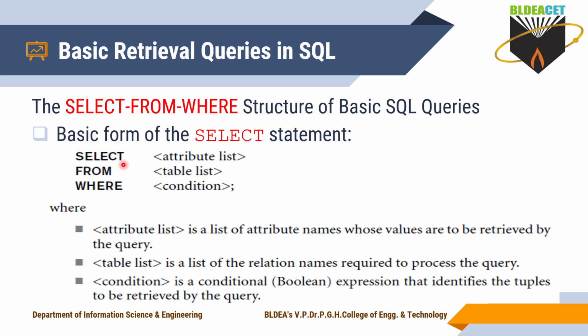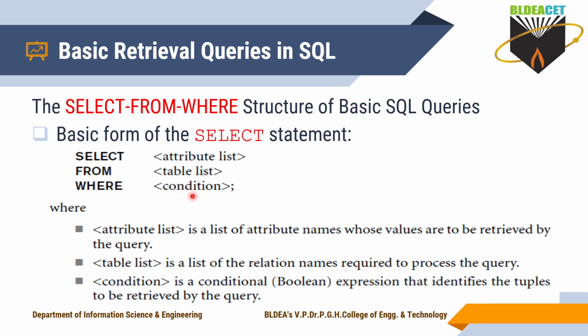First, select as a keyword, next the attribute list. If you want to specify more than one attribute name, yes, you can specify those attribute names here by separating them using the delimiter comma. Next is from table list. The table list contains the names of the relations. Whichever relations you require to process the query, those relation names you have to specify in the from clause.